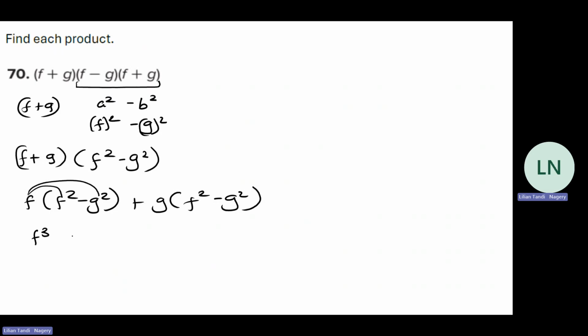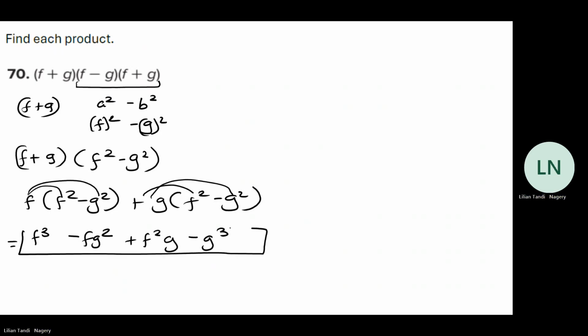This becomes negative fg squared. This becomes positive f squared g, and this becomes negative g cubed. Okay? And there are no friends here in the middle, so this is your answer. Okay?